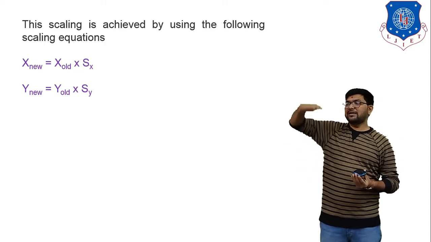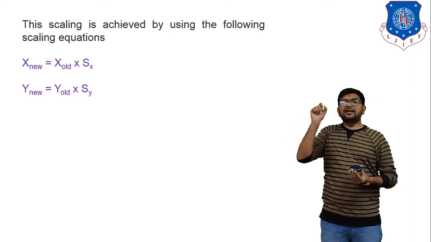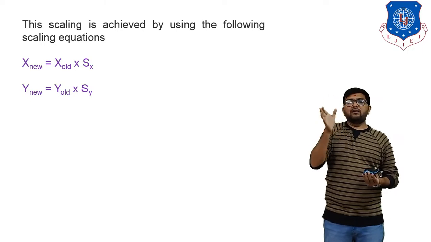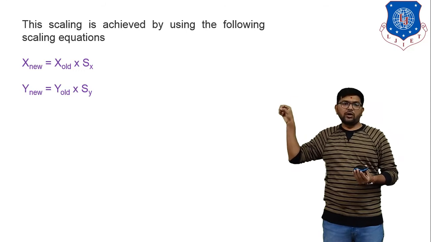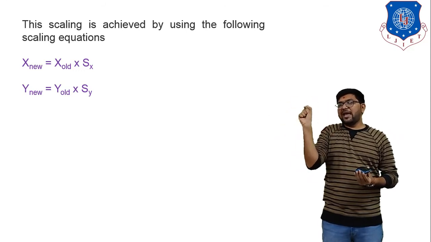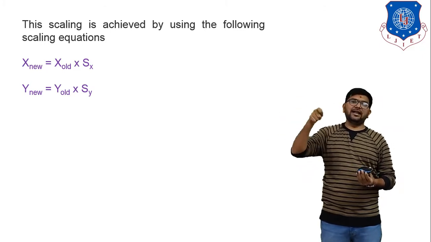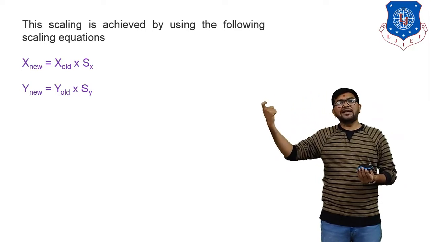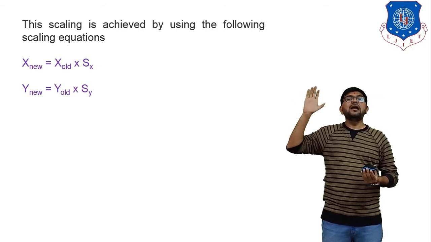If you want to enlarge any object in y direction, you just multiply the scaling factor with the y coordinate. Clear? So suppose you have one object and the old point coordinate is x old comma y old. You just multiply the x old coordinate with its scaling factor and the y old coordinate with its scaling factor. So x new is equal to x old into scaling factor sx, and y new is equal to y old into scaling factor sy.